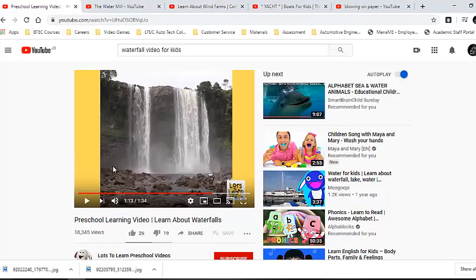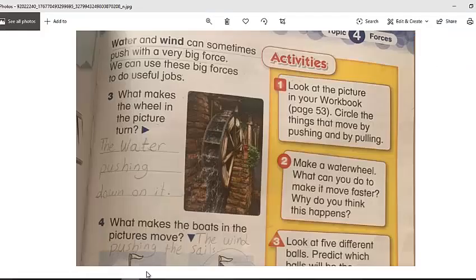Okay, now we talked about the water, which is a natural force. Now let's go back. Like we said, what makes the wheel in the picture turn? Like we already saw, the water pushes down the wheel. So the water will push the wheel.